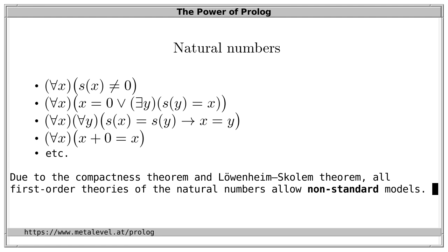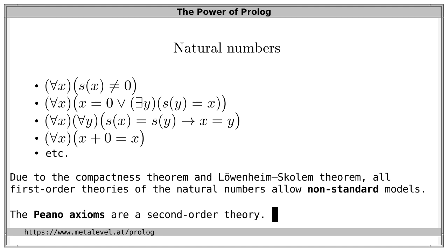And further, by the upward Löwenheim-Skolem theorem, which is actually a consequence of the compactness theorem, if the theory has an infinite model, then it has models of all greater infinite cardinalities. So the theory will also have an uncountable model, which is of course not what we intend with the natural numbers. And such interpretations are called non-standard interpretations, and we can't rule them out by using only first-order logic.